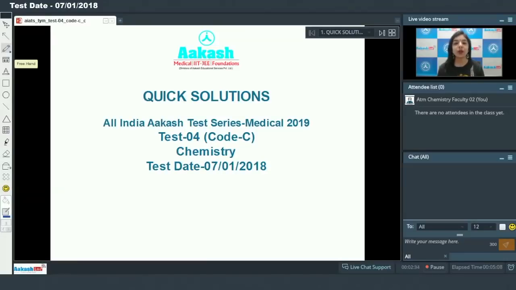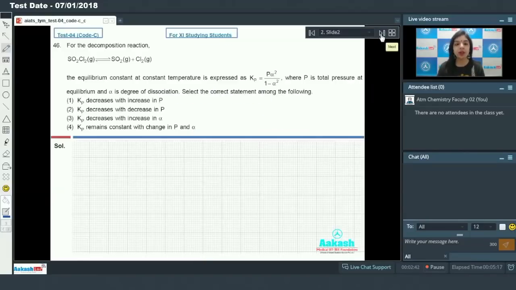Hello students, today we are going to discuss the solutions for All India Aakash Test Series, that is AIATS test number 4 for chemistry. So let's begin with question number 46, which says that for the decomposition reaction, the equilibrium constant at constant temperature is expressed as Kp is equal to P alpha square divided by 1 minus alpha square, where P is the total pressure at equilibrium and alpha is the degree of dissociation. So now we have to select the correct statement among the following.